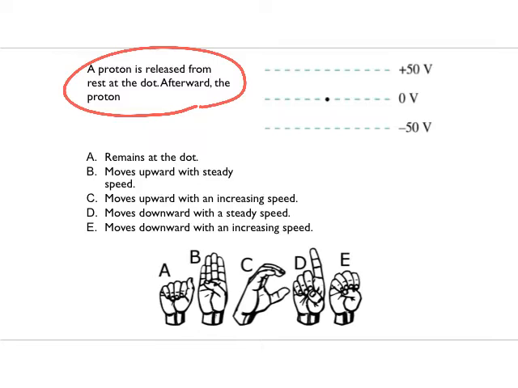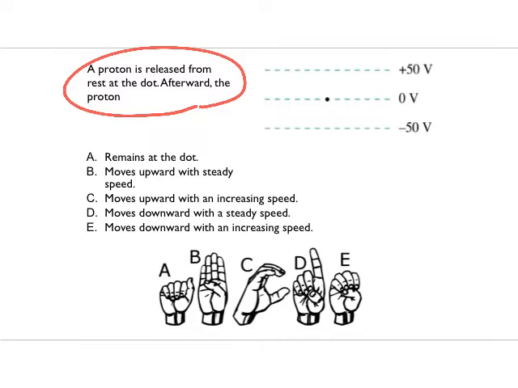There's a couple of different ways you can think about this. One is this. The electric field points from high potential to low potential. So the electric field points downward. That implies that the proton, which has a positive charge, is going to experience a force in the direction of the field, and so it's going to move downward. Since there's a force on it, it's going to move downward with an increasing speed.